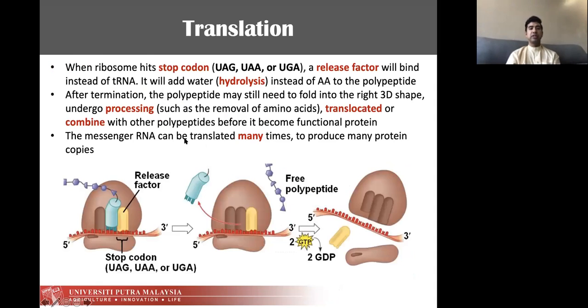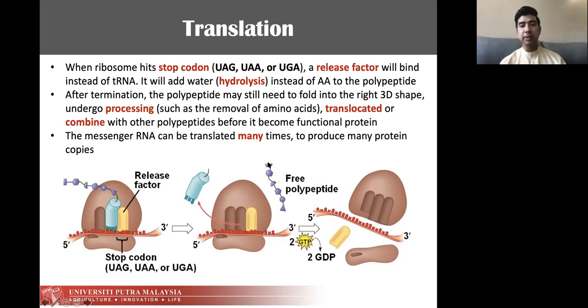So translation, this is what happens at the stop codon. When ribosomes hit a stop codon, UAA, UAG, or UGA, it won't encode for any tRNA. It only encodes for a protein called a release factor. A release factor will bind instead of tRNA, and it will add water for hydrolysis, causing the whole complex to break off from each other. The mRNA breaks off, the ribosome breaks off, and finally, most importantly, your polypeptide.